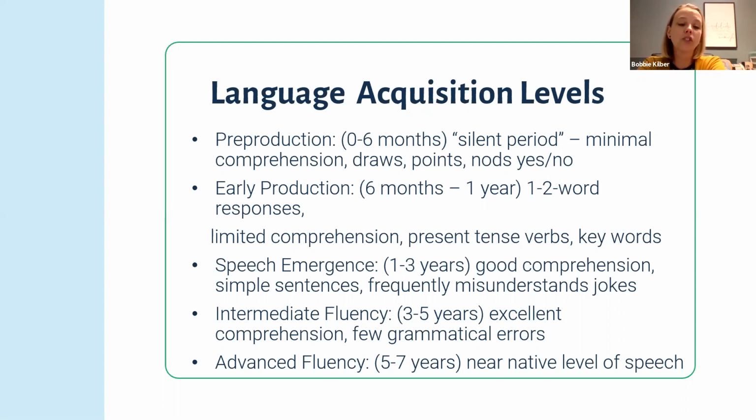Then moving on to level 2, early production is about 6 months to 1 year. You're still only going to get 1 to 2 word responses, limited comprehension, present tense verbs, keywords. Speech emergence would be the next level, level 3. This is when we start thinking that our students are kind of good to go.